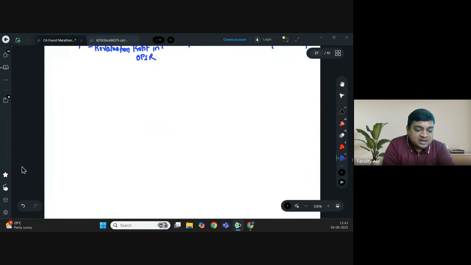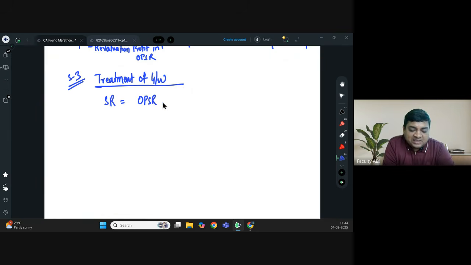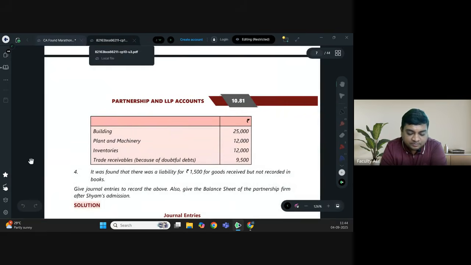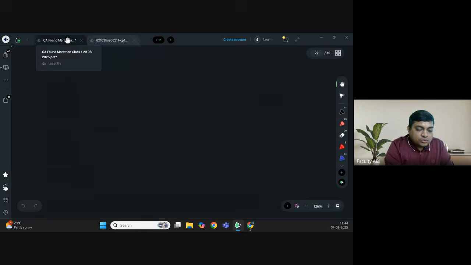Right? Step 3 we don't have because we don't have unallocated general reserve in the balance sheet. Now we will have the treatment of goodwill. First of all, I will calculate the sacrificing ratio. That is OPSR minus NPSR. Ram and Mohan. Right? Previously they used to share 3/5, 2/5. Now 5/3/2. So it will go like this.